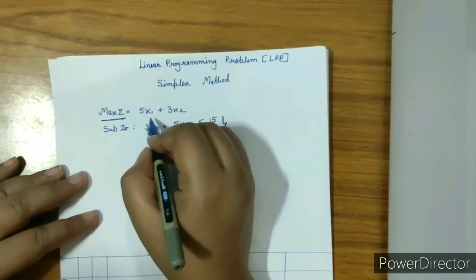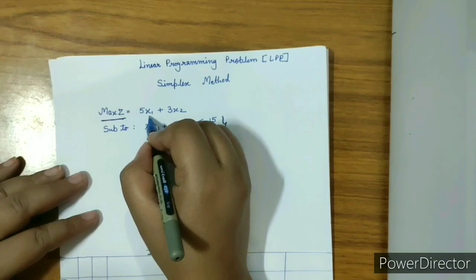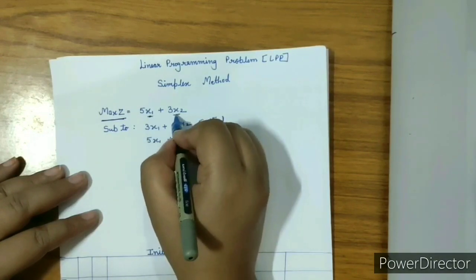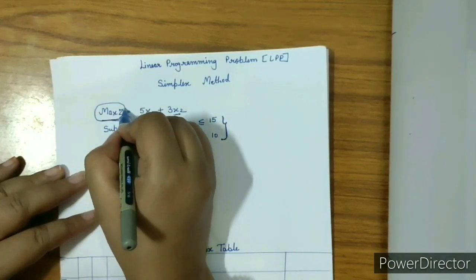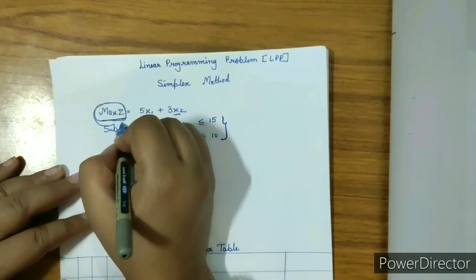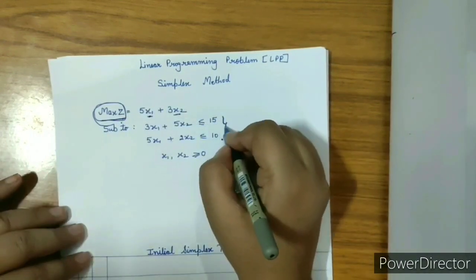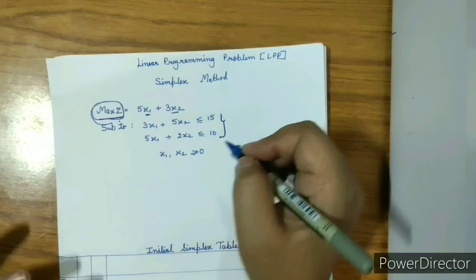Now our target is to find out how many units we will produce of x1 and x2 to get maximum profit. I repeat, to get maximum profit with respect to these two constraints.